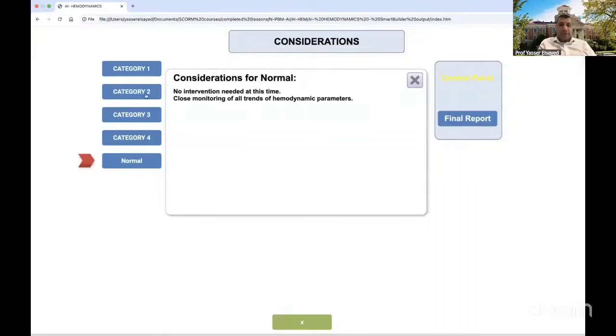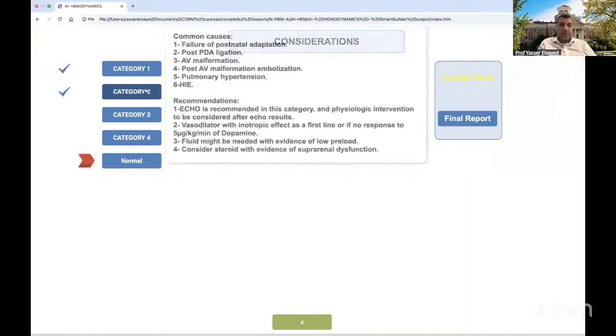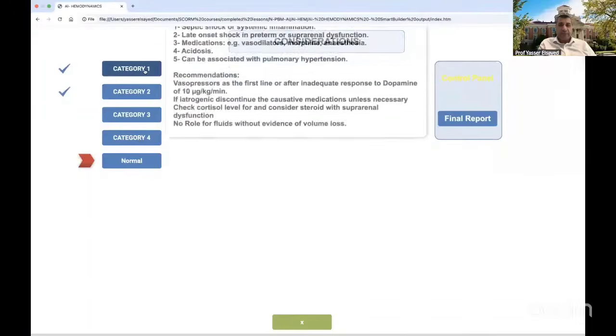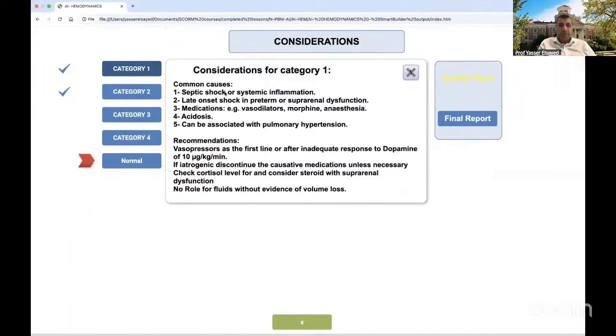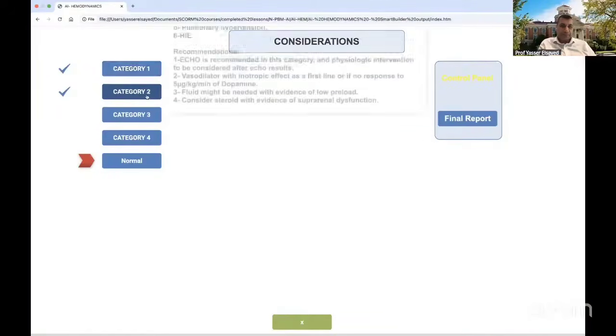So here, the software will also help you to understand what category of shock it is. Vasodilatory shock, and what are the causes for vasodilatory shock, for example, septic shock, late onset shock, and could be medication induced, and what you need to do, medication that you need to intervene or consider with.